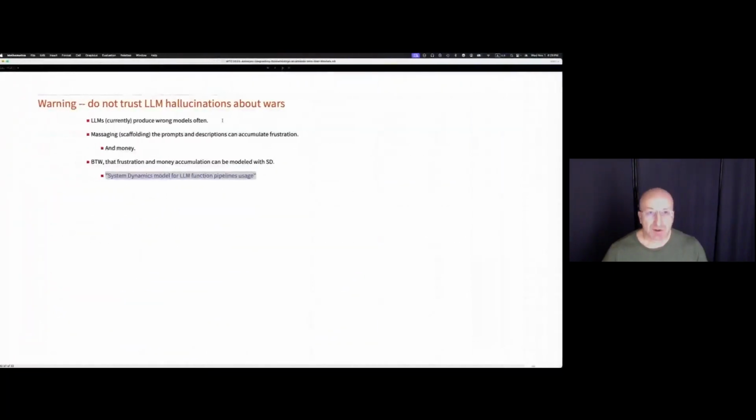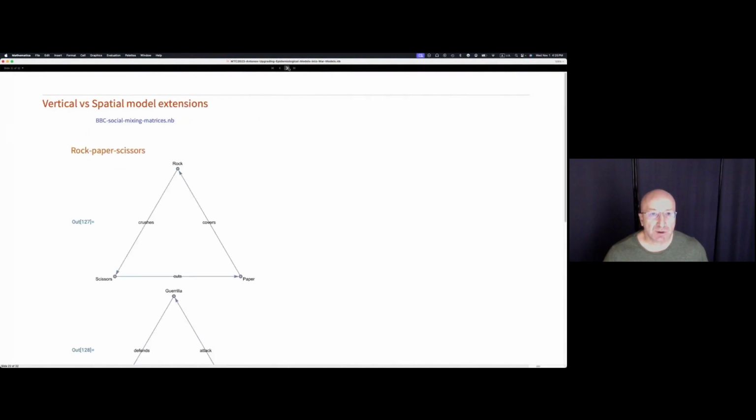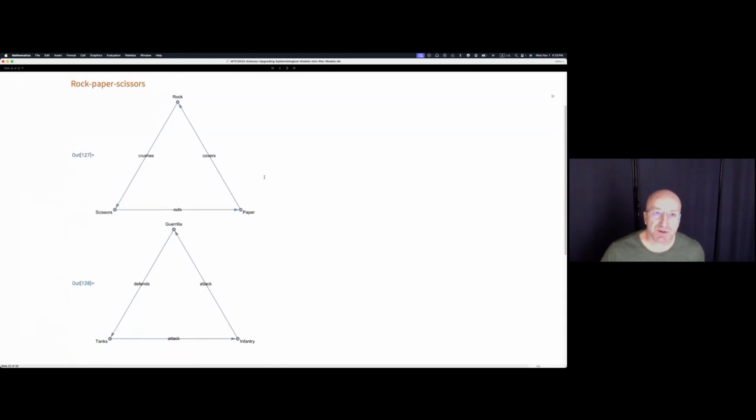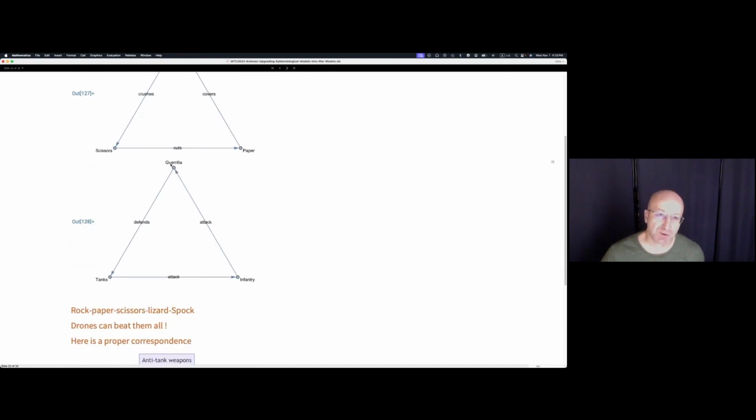I'm going to probably skip this. Very importantly, you can do vertical or spatial model extensions. You can see this analogy between rock, paper, scissors and guerrilla fighters, reconnaissance fighters, tanks, and infantry.